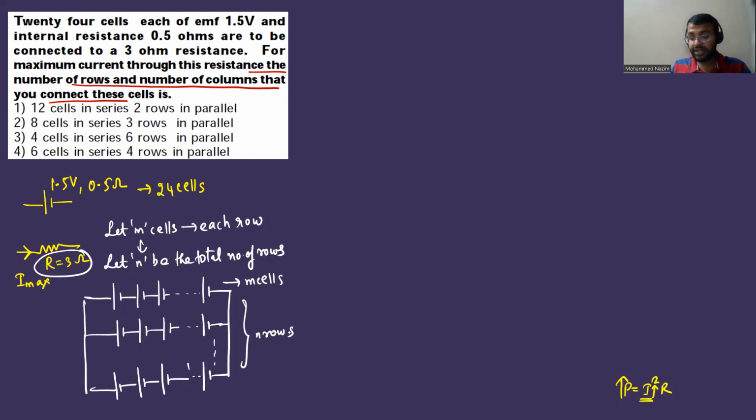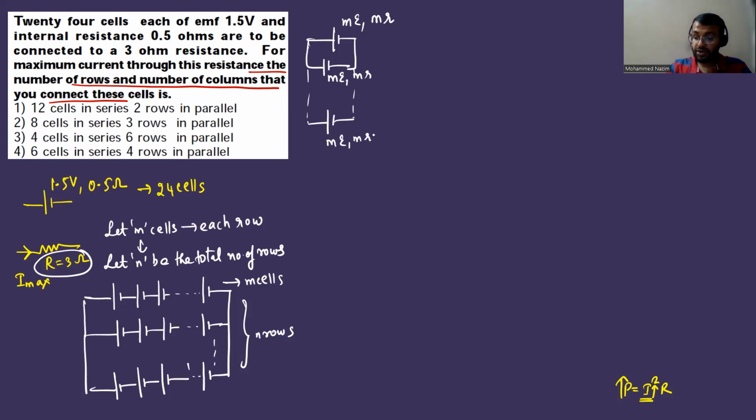So what will be the equivalent EMF in each case? In the first case, E plus E plus E plus E, so it will become how much, people? It will be equal to ME. And what will be the resistance? Resistance is anyway going to add up. It becomes MR. In each branch, the equivalent EMF is ME and the equivalent resistance is MR. Like that, n rows are there.